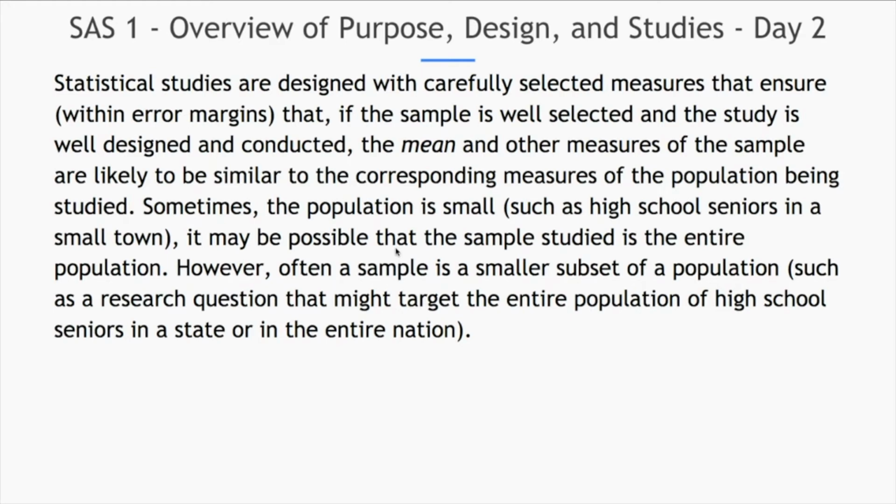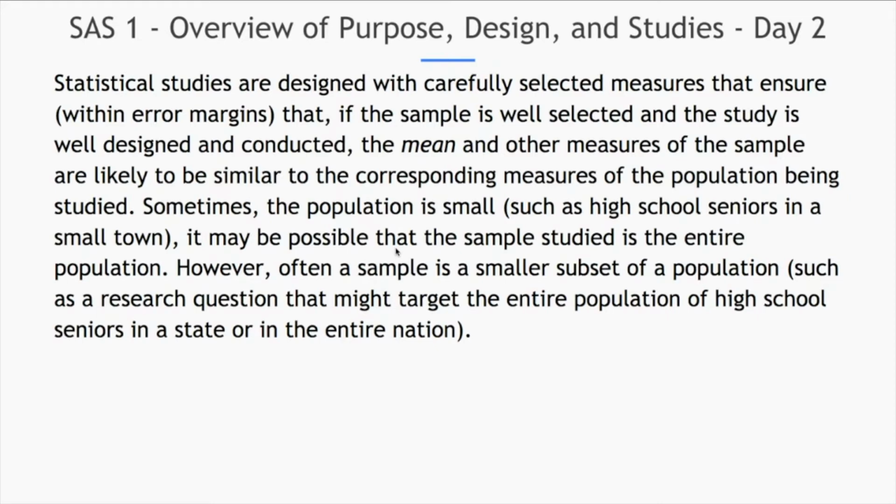And it could be possible that the sample studied is the entire population. However, it is often that a sample is a much smaller subset of the population, such as a research question that might target the entire population of high school seniors in a state or in the entire nation. It would be impossible or near impossible to actually do research and get a research question answered for every student that is a senior in the entire nation. That is just near impossible.